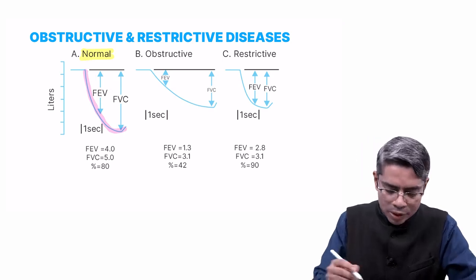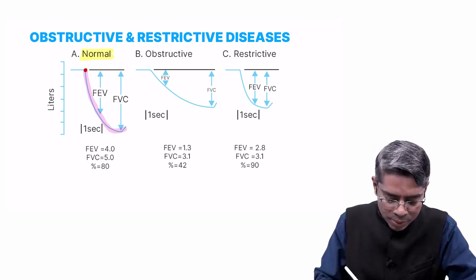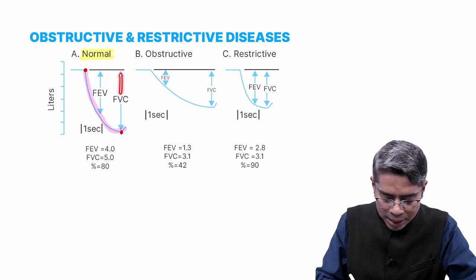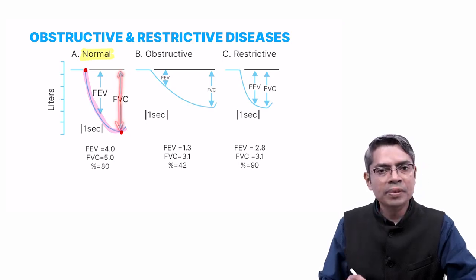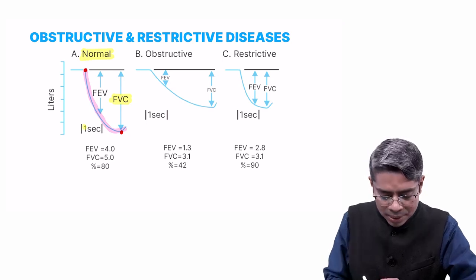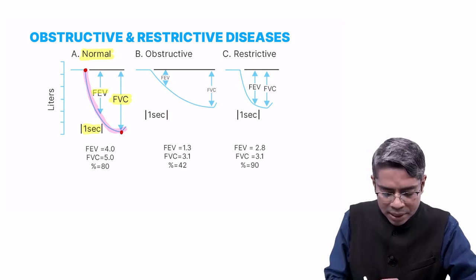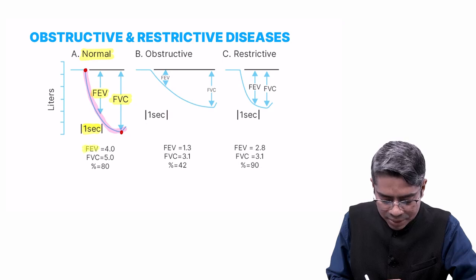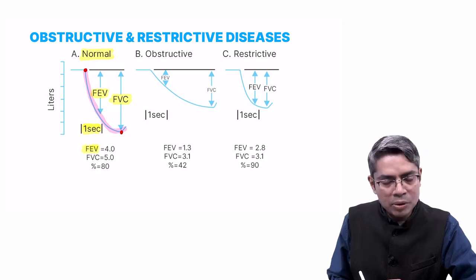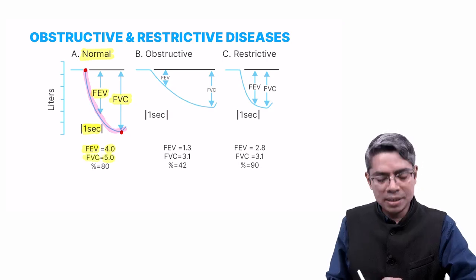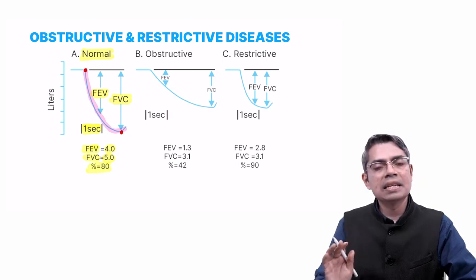I hope you understand that this is the beginning point of the maneuver and this is the ending point of the maneuver. From the beginning point up to the ending point, the total volume measured is known as the FVC, forced vital capacity. Within this FVC, the volume measured within 1 second is FEV1. Normally the forced expiratory volume in 1 second is 4 liter, and forced vital capacity is normally 5 liter. So the ratio is 80%.